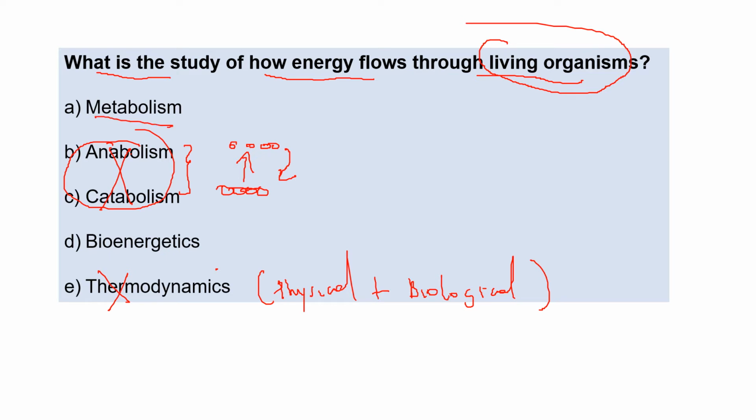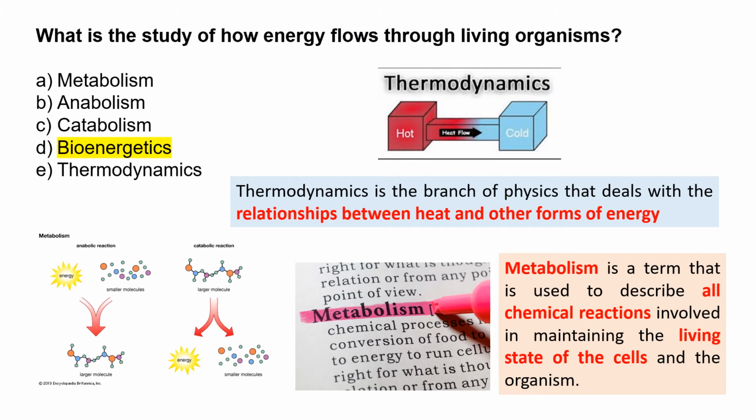And metabolism is the two types of these reactions: catabolic and anabolic reactions. So here the best answer will be bioenergetics. And let me explain why. In this slide, I just try to make this even more clear. So here you can find the definition of thermodynamics. As I said before, this is a branch of physics that deals with the relationship between heat and other forms of energy. So this is very general. Well, here they're asking you only about living organisms.